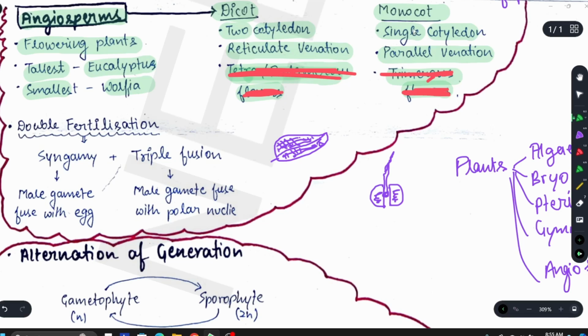So for dicot and monocot, the main thing you have to learn today is that two cotyledons are present in dicots and a single cotyledon is present in monocots.